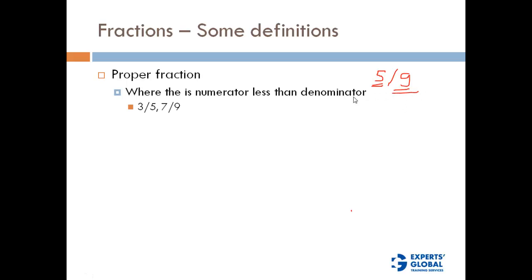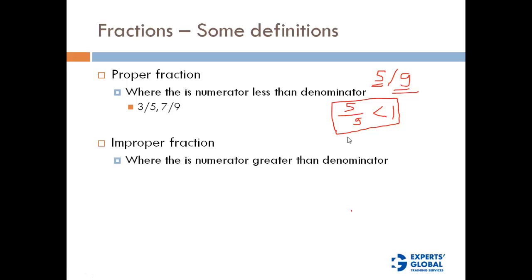And all proper fractions will be less than 1. So 5 by 9 will be less than 1, right? Because it's a proper fraction. We are dividing the whole pizza in 9 and we are taking only 5. So we still have some part of the pizza left. So it is less than 1.